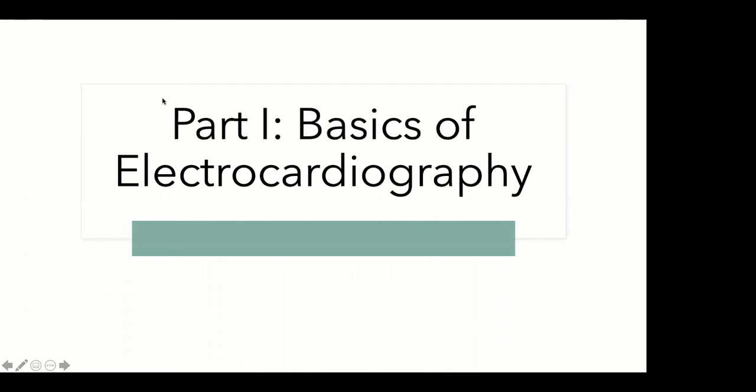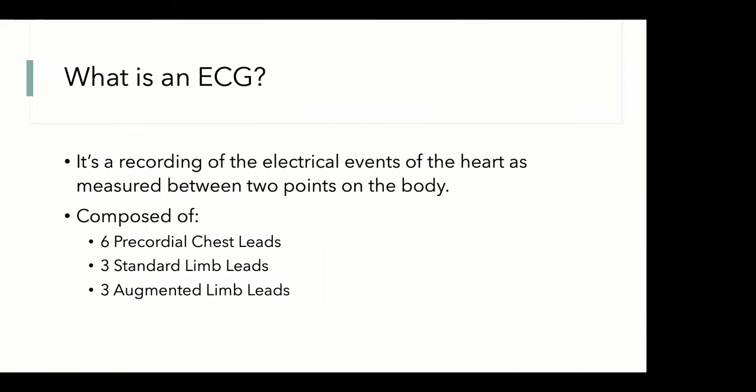Part 1 will be the basics of electrocardiography. Now, I will try to go through this very slowly so we can get a grasp of what's going on. Let's start with something simple. What is an ECG? ECG, or electrocardiography, is a recording of the electrical events that occur in the heart as measured between 2 different points in the body. A standard ECG is composed of 12 leads. Those 12 leads include 6 precordial chest leads, 3 standard and 3 augmented limb leads. This might sound like something random, but we'll go through it later.